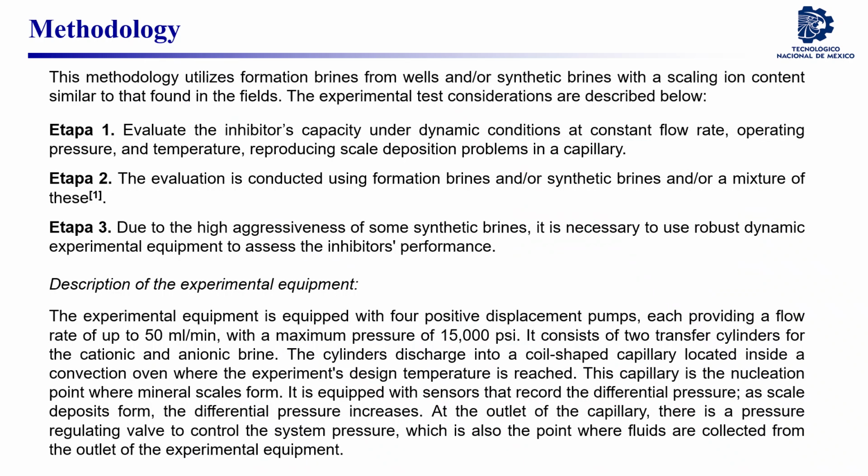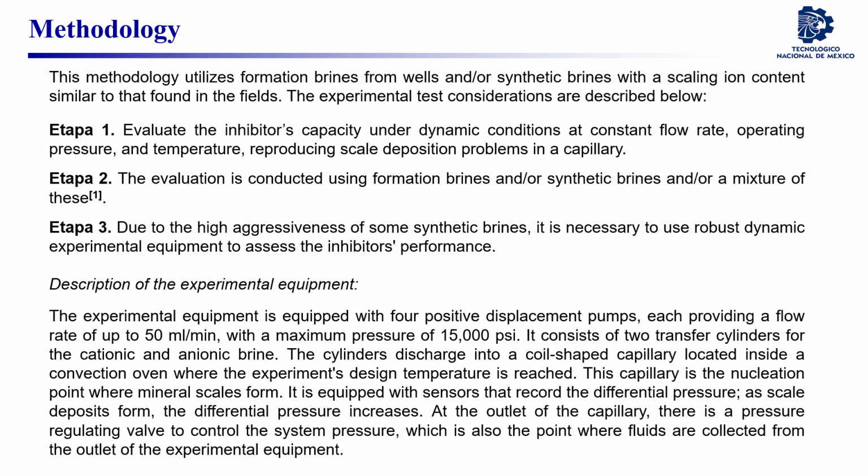This methodology uses formation brines and/or synthetic brine with scaling ion content similar to that of the fields under study. It consists of three stages. 1. Evaluate the inhibitor's capacity under dynamic conditions at constant flow rates, operating pressure, and temperature. 2. The evaluation is performed using formation brines and/or synthetic brines and/or a mixture of both. 3. Due to the high aggressiveness of some brines, it is necessary to use a robust dynamic experimental setup.